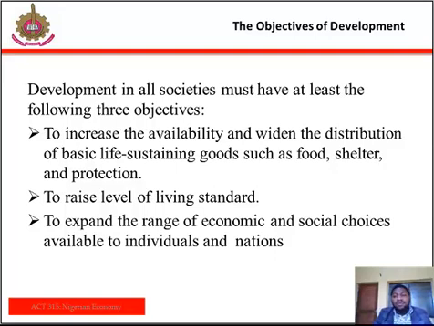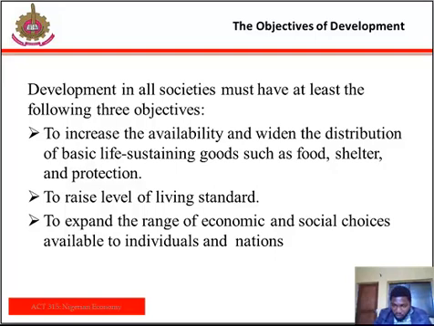Another one is to raise the standard of living. By raising the standard of living, that means that every person in the economy must be able to afford these basic social amenities. And once they can do that, they can raise their standard of living. And once this is done, then we can say the economy is developing.